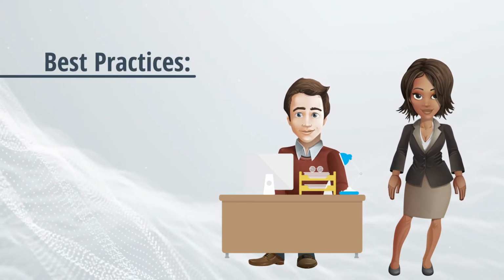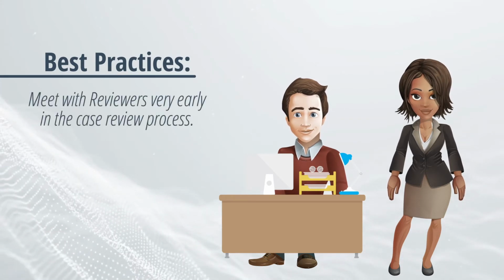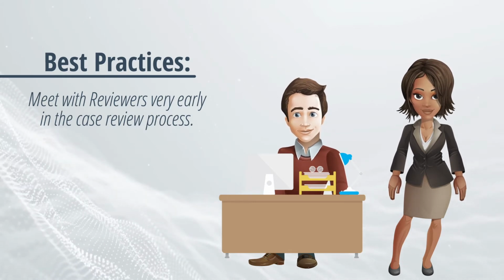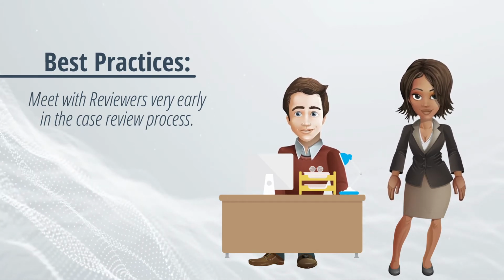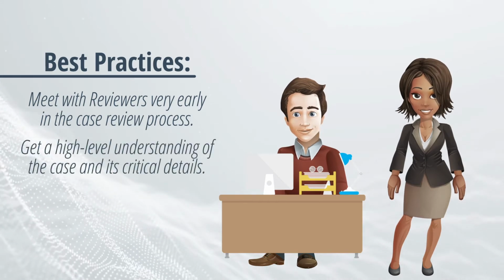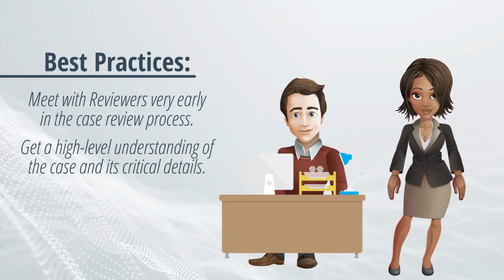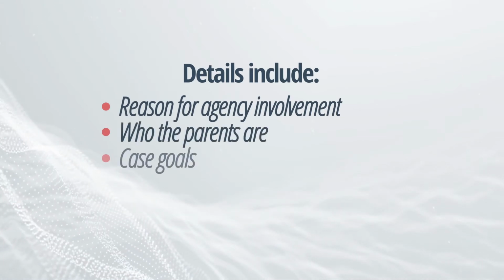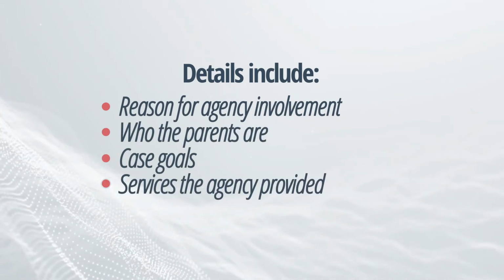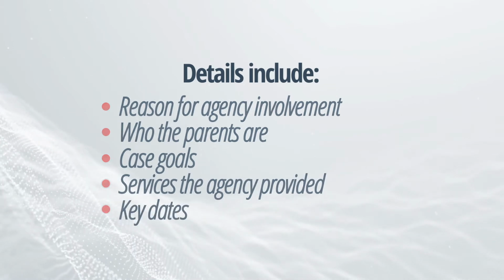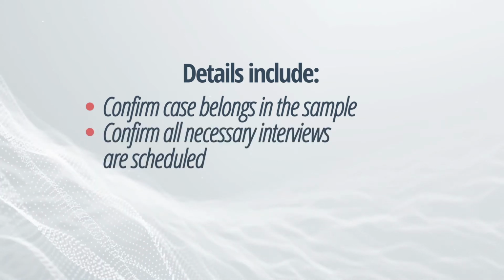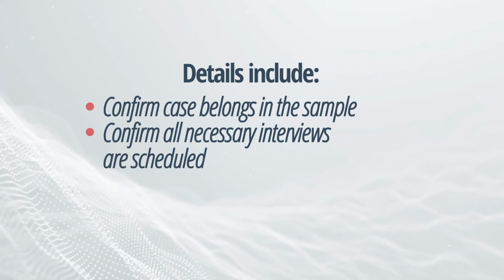There are a few best practices to keep in mind for this. First of all, it's a good idea to meet with reviewers very early in the case review process. In other words, while they're still familiarizing themselves with the case record. At this point, you'll want to get an initial high-level understanding of the case and its critical details. These details include things like the reason for agency involvement, who the parents are, the case goals, services the agency provided, key dates, and so on. You'll also confirm with the reviewers that the case belongs in the sample and that all the individuals they believe should be interviewed have been scheduled.